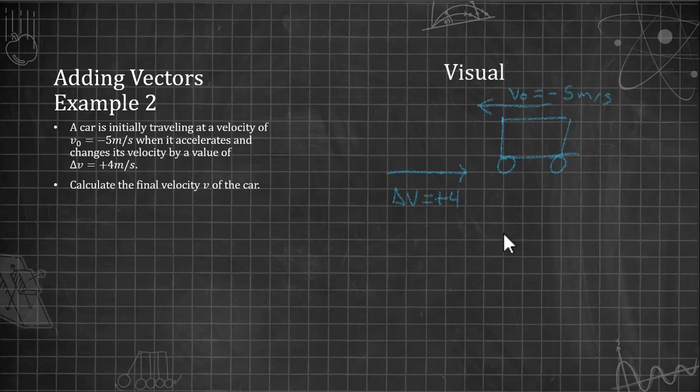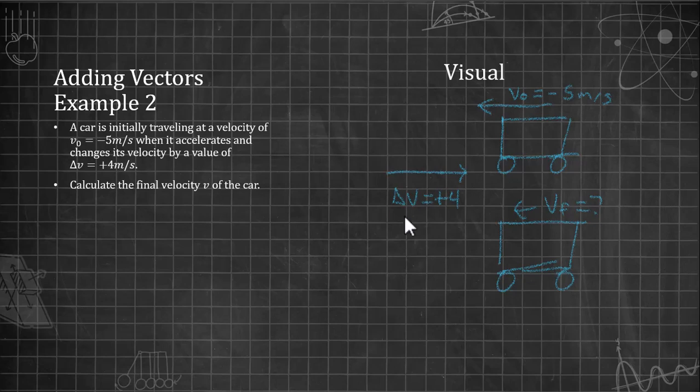So the car is going to end up moving at some different speed after this change occurs, and we want to figure out what that is. We also want to know, is it moving left or is it moving right? We can see it's still going to be moving left, but we want to calculate this value. What is our final speed of this car?